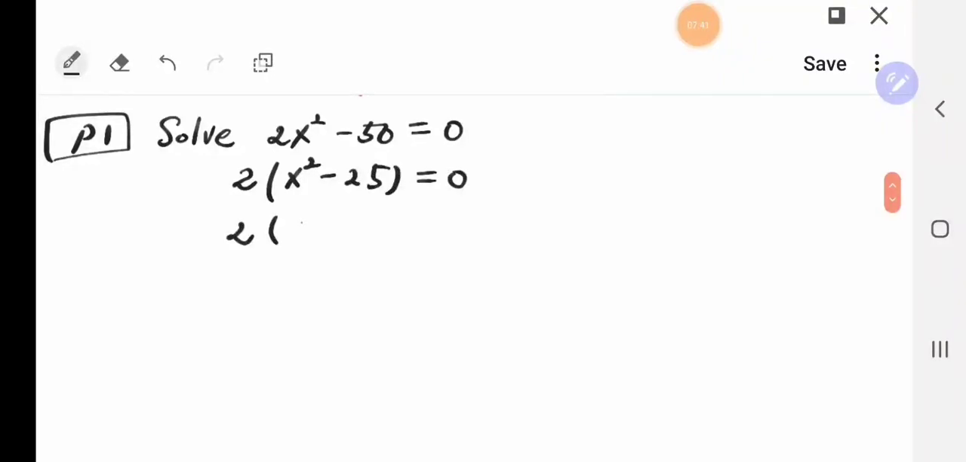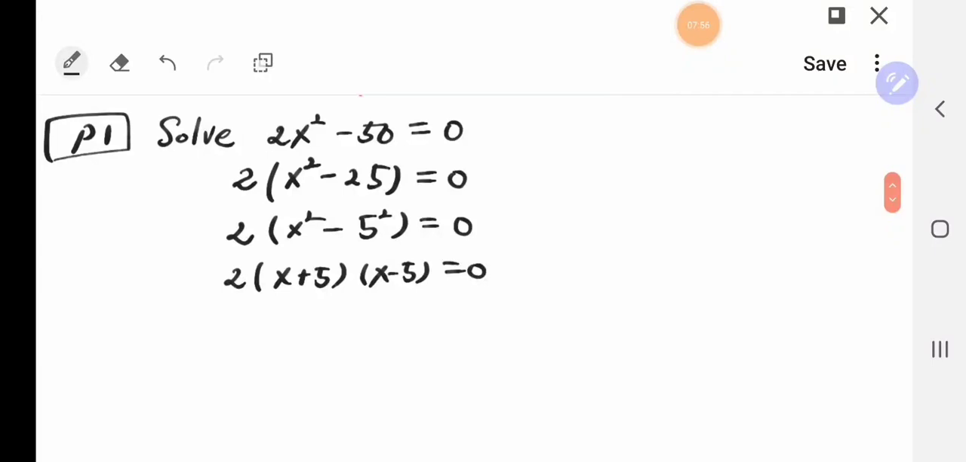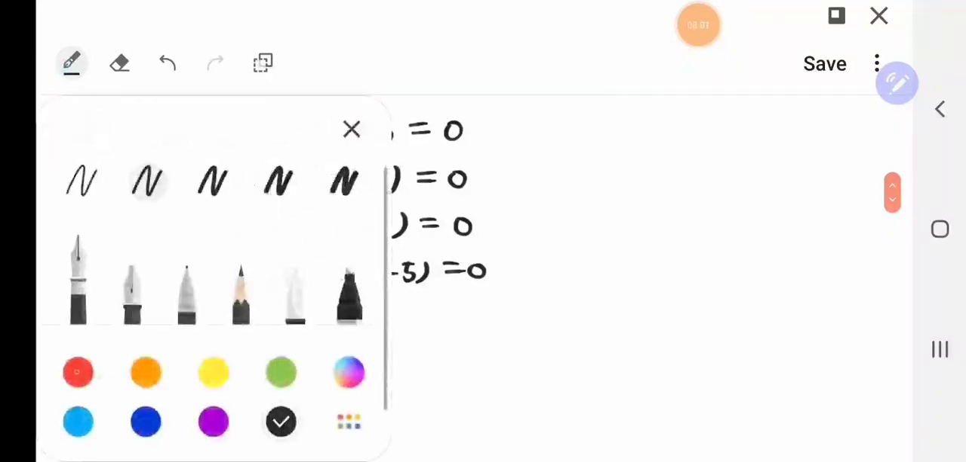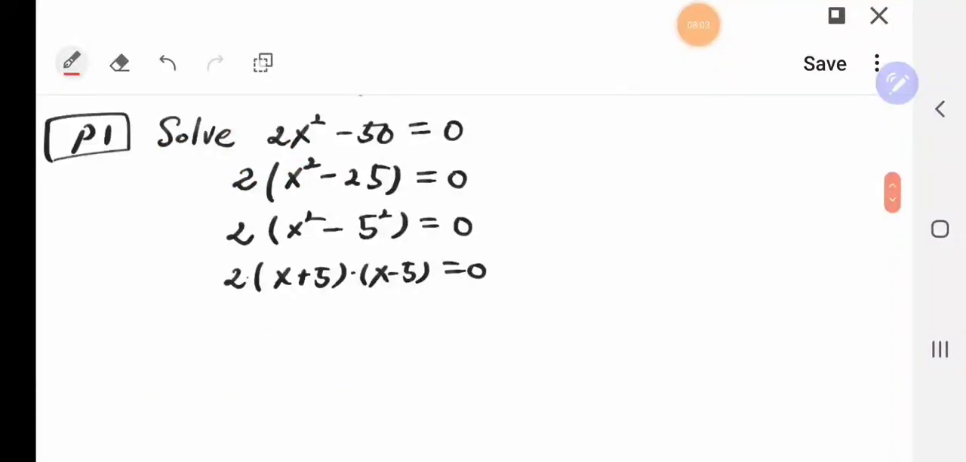Then this binomial is a difference of squares. 25 is 5 squared. So we can use a plus b, a minus b. Then 2 times x plus 5 times x minus 5 is equal to 0. Now we factored completely the left side of the equation. So from this we can set each factor equal to 0. As you see, this 2 cannot be 0. 2 is always 2, so we cannot make it 0. So leave the factor.